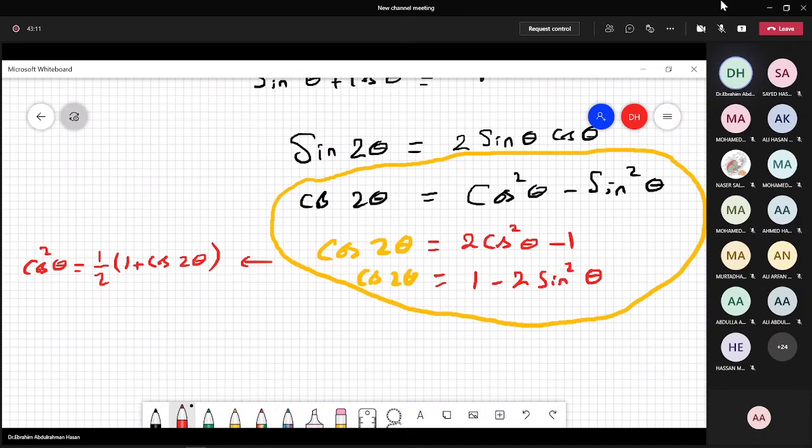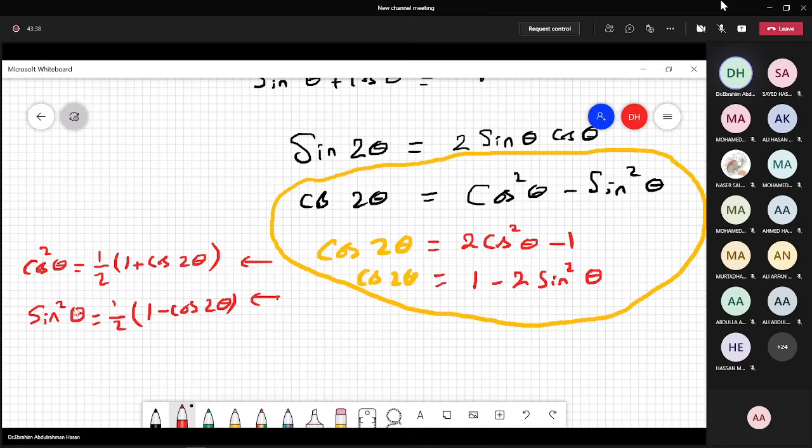Similarly, from here, sine square theta equals, take this one to the left hand side and bring this one to the right hand side, then it is equal to 1 minus cosine 2 theta divided by 2, sorry. So it is half of 1 minus cosine 2 theta.